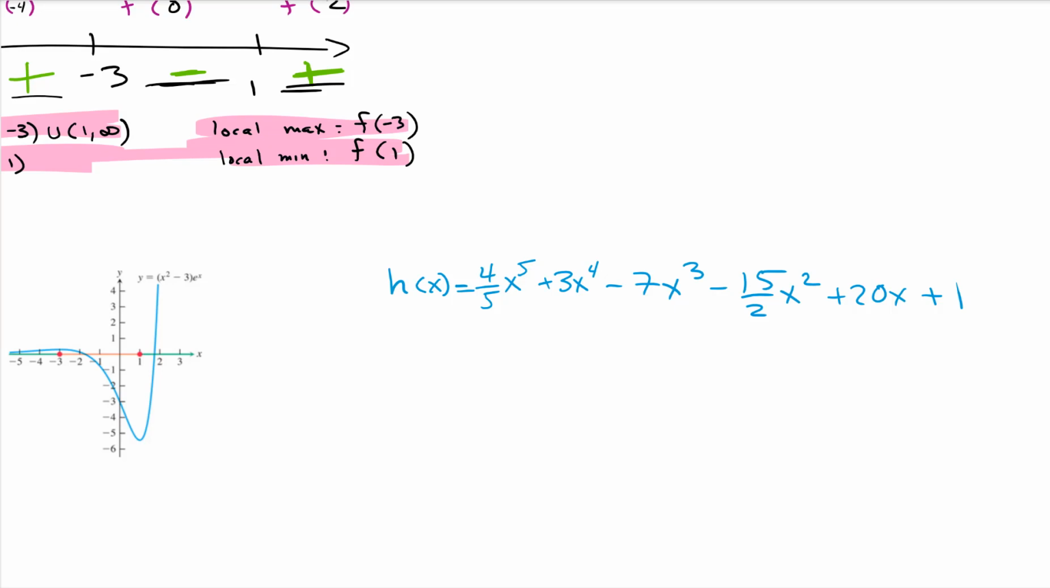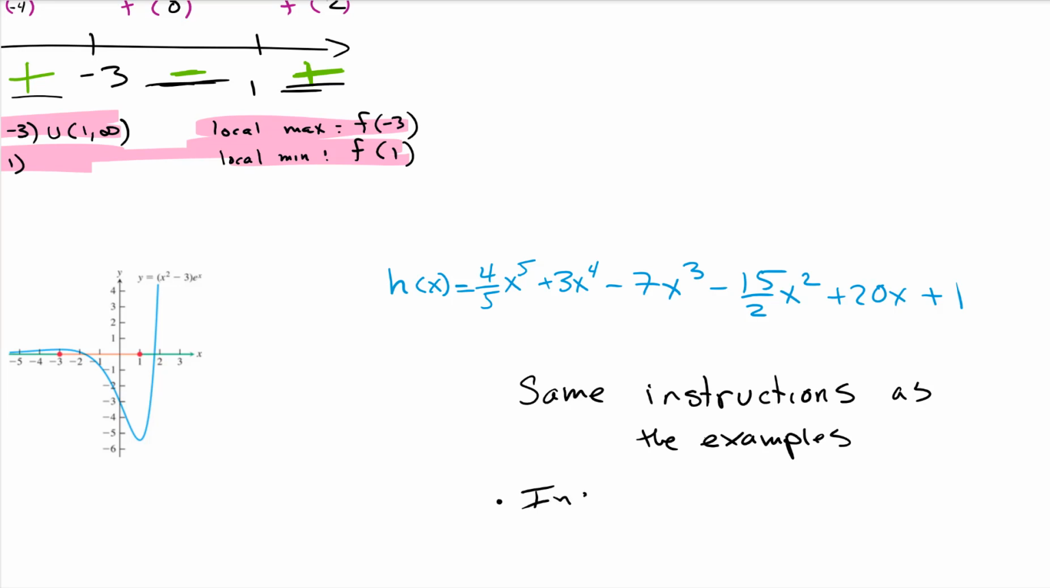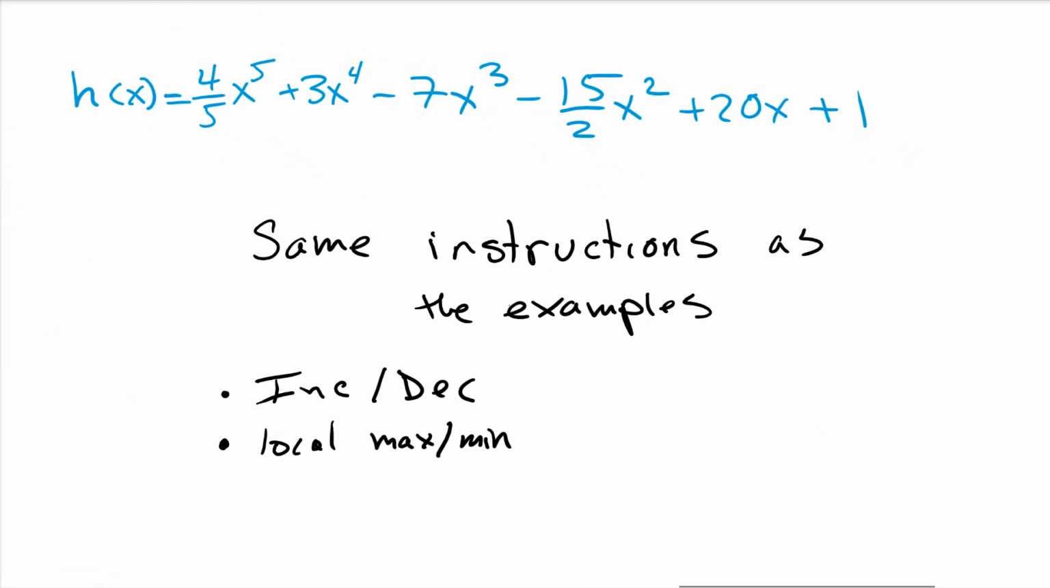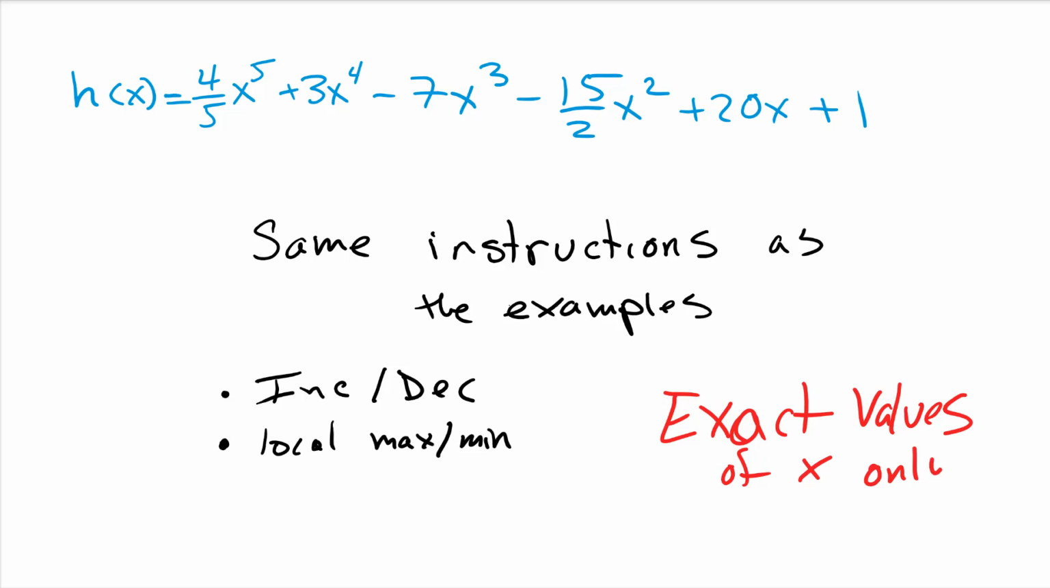We're going to want to know the same things as before. You have the same instructions as our examples: increase, decrease, and then local max and mins. Now here's the big thing: exact values of x only.